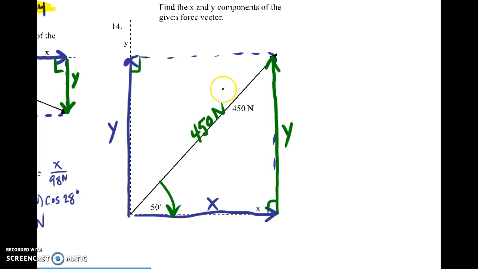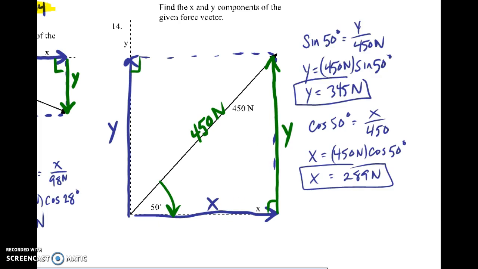The units are newtons, and with the angle and the hypotenuse we can figure out the x component and the y component. And there's the trigonometry to figure out the x and y component. Opposite of the 50 is y, so a sine of 50 degrees gets the y, and adjacent is the x, and a cosine relationship gets us the x component.